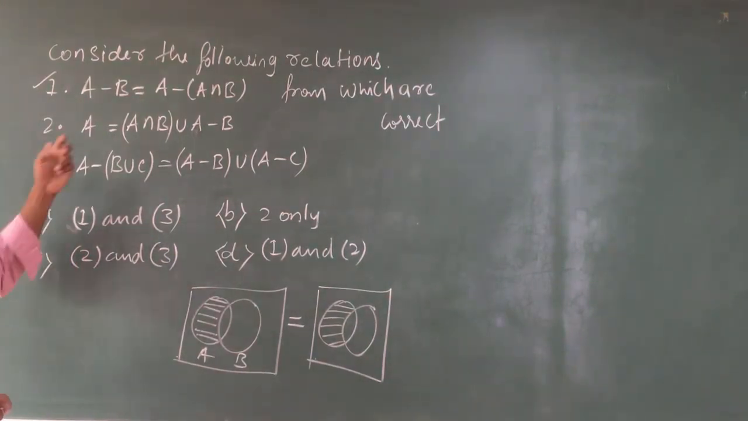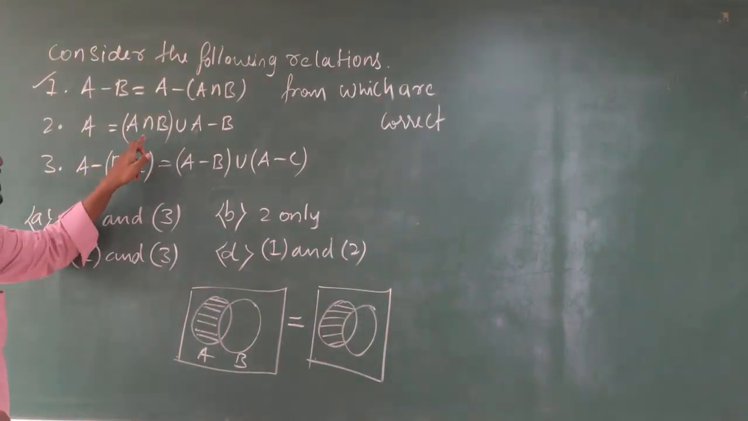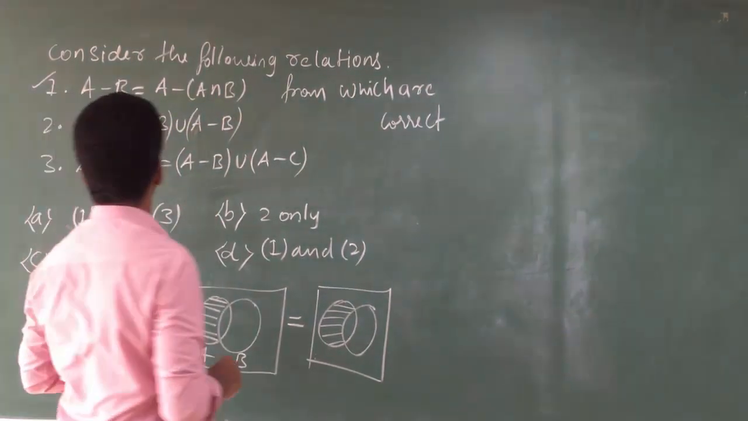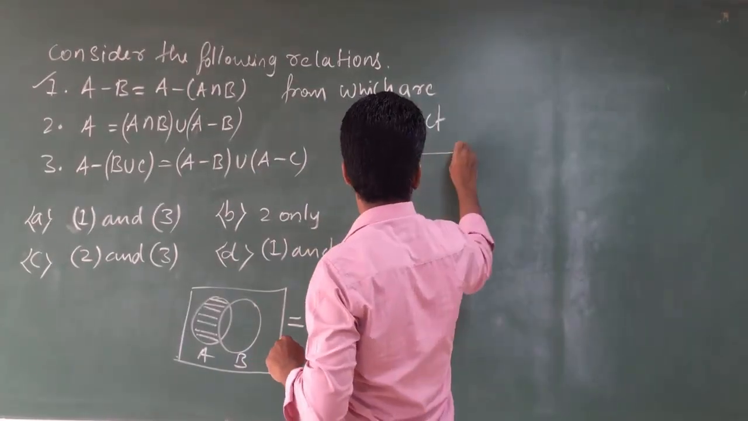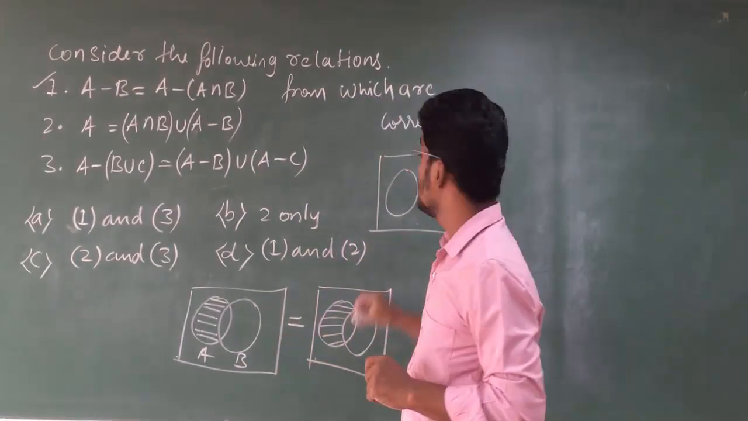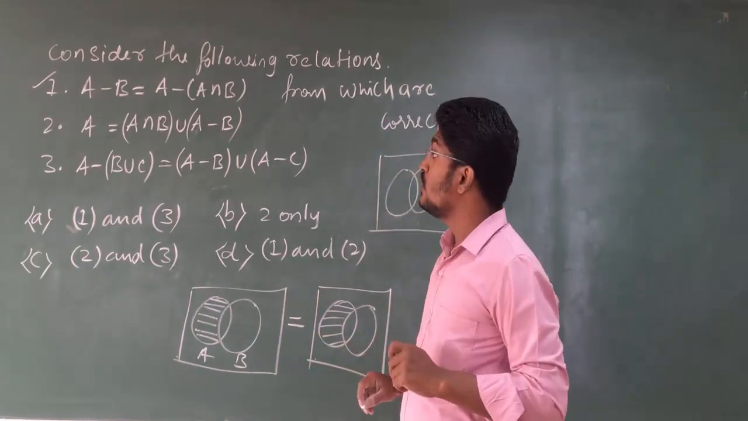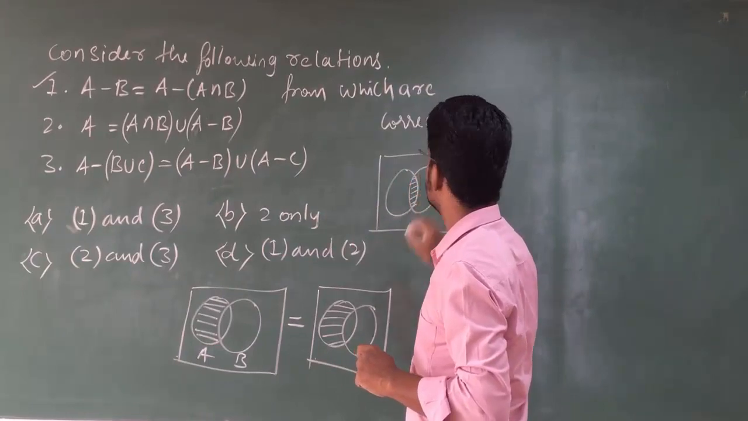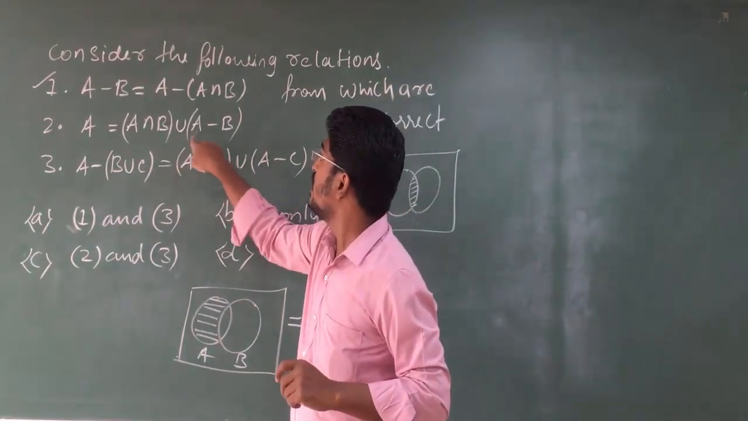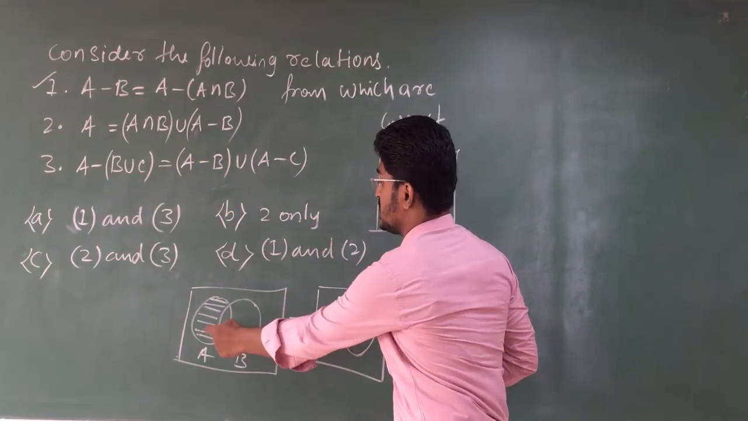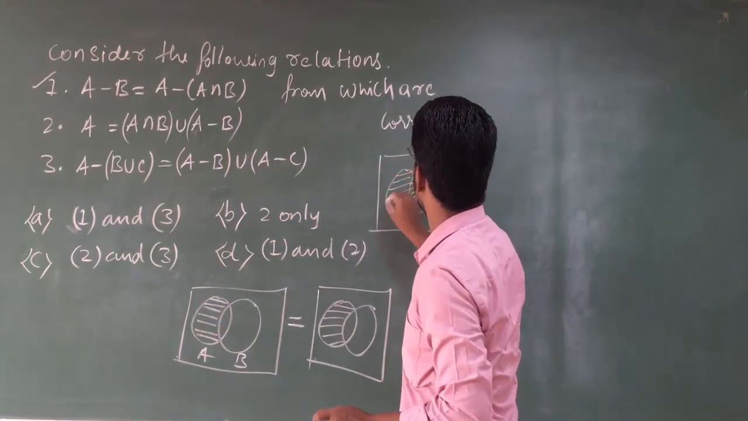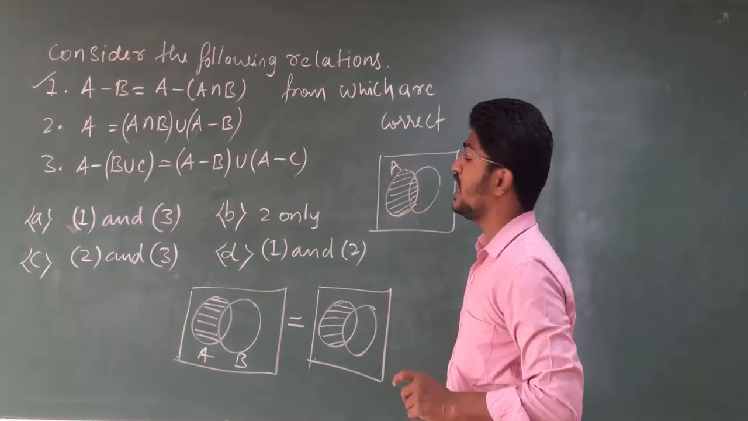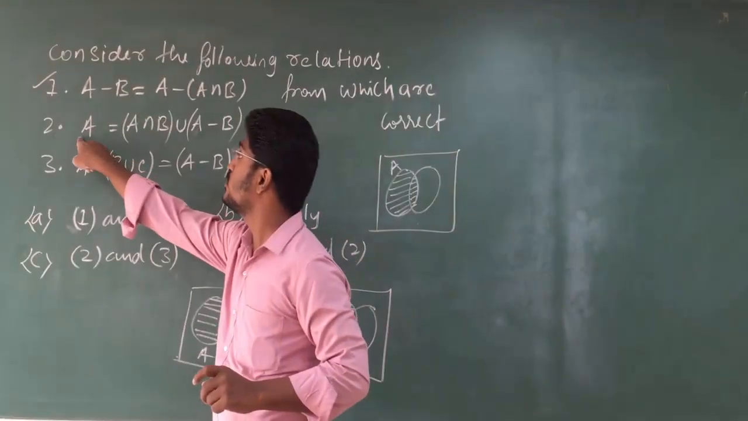Clear? Okay. Now A equal to A intersection B union A minus B. So let us draw it. So this is A, this is B. What are they telling? A intersection B union A minus B. What is A minus B? See here. This is A minus B. So now what does this set tell? This is nothing but complete A. Clear? So that means it is equal to A.